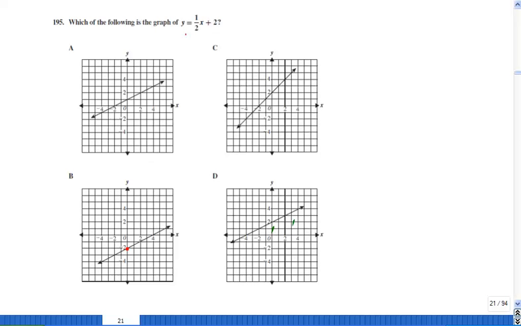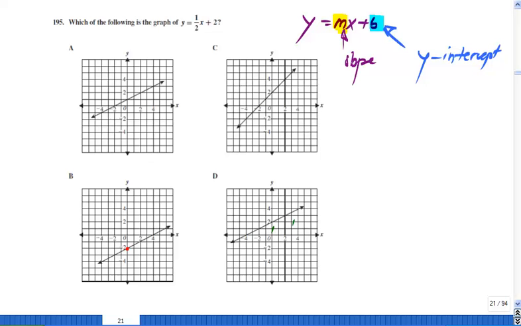Next one. Which of the following is the graph of the equation y equals 1/2 x plus 2? Well, what do we have in here? First of all, let's remember slope-intercept form: y equals mx plus b. This number m will give me the slope, while the number b will be the y-intercept, right? So m is slope and b is y-intercept.